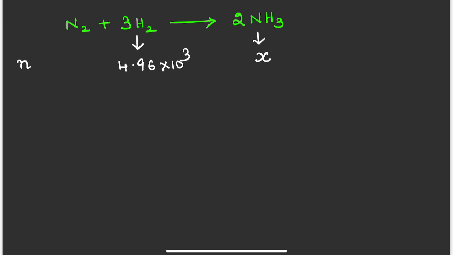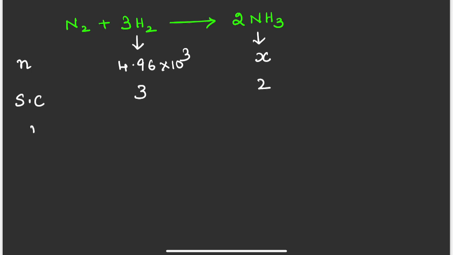In the next step, write the stoichiometric coefficient. The stoichiometric coefficient is the number which is present with the element. With hydrogen, the number present is 3, and with ammonia, the number present is 2. So 3 will be the stoichiometric coefficient for hydrogen, and 2 for ammonia. So here you will write 3 and here you will write 2.